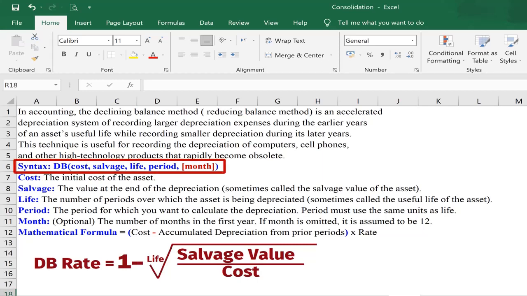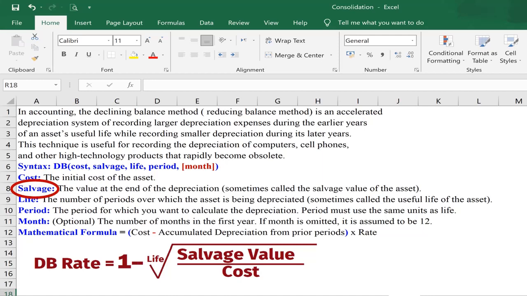The syntax of DB function is DB open parenthesis cost, salvage, life, period, and an optional item of month. Cost is the initial cost of an asset. A fixed asset, when purchased, the purchase price is called the initial cost or simply cost.